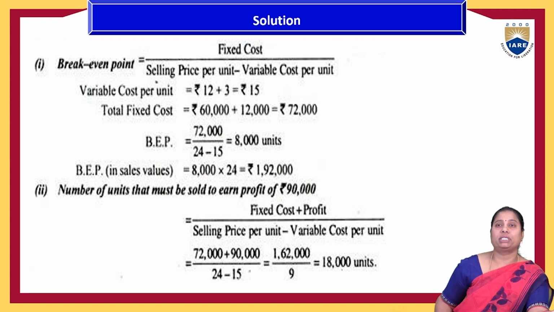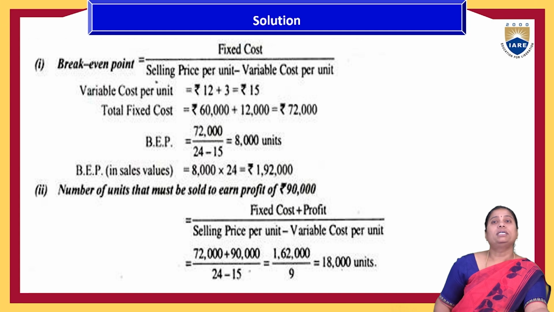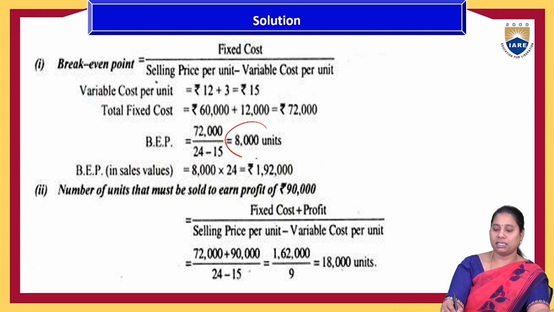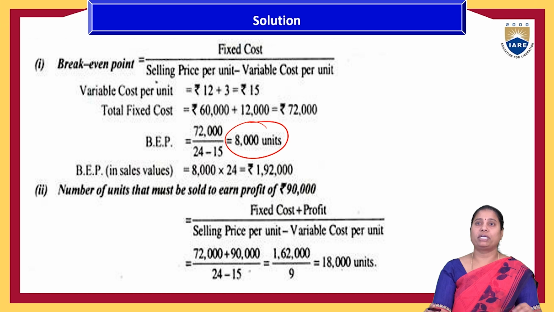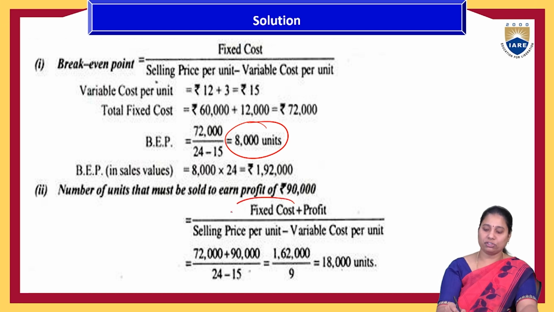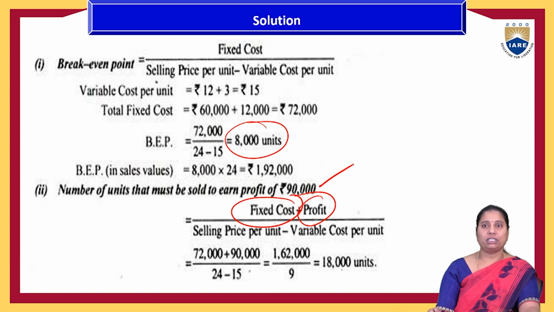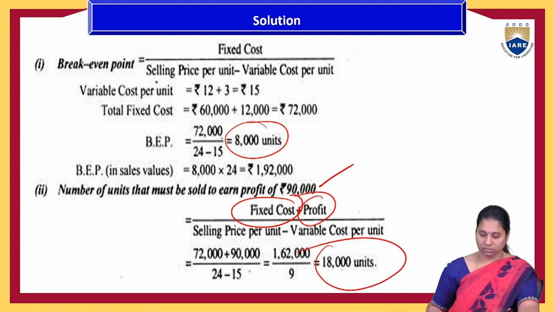The break-even point is equal to fixed cost divided by selling price per unit minus variable cost per unit. Variable cost is 15 rupees and total fixed cost is 72,000, and the break-even can be calculated as 8,000 units. And the number of units that must be sold to earn a profit of 90,000 means, to the fixed cost they have to add this expected profit of 90,000, so that it will be 18,000 units.